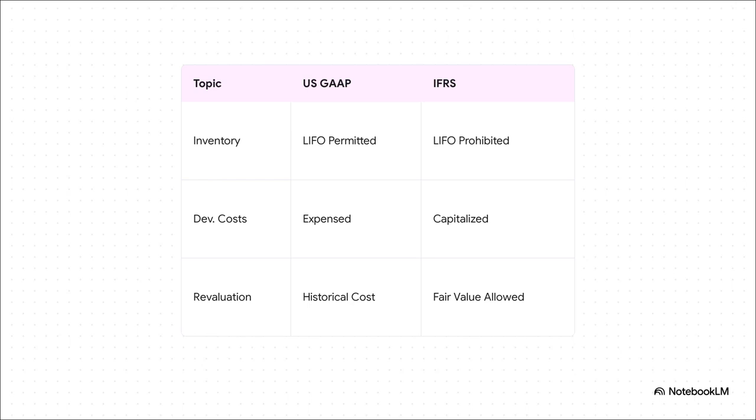We're going to dig into this one in a second, but basically, GAAP usually makes you expense those costs right away, while IFRS often lets you capitalize them as an asset. That can really boost your short-term profit. And finally, asset revaluation. With GAAP, things like buildings are usually kept at the price you paid for them. But under IFRS, you can often revalue them to what they're worth today, which can make a company's balance sheet look a whole lot stronger.